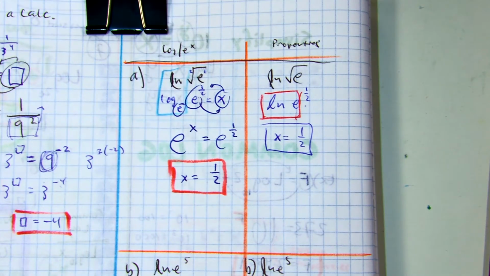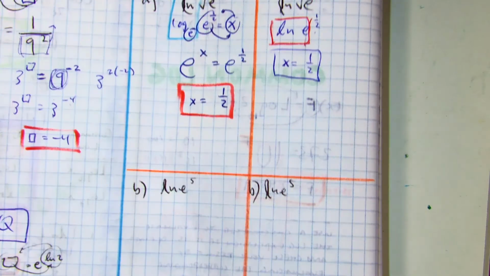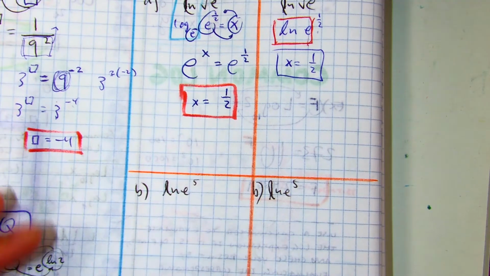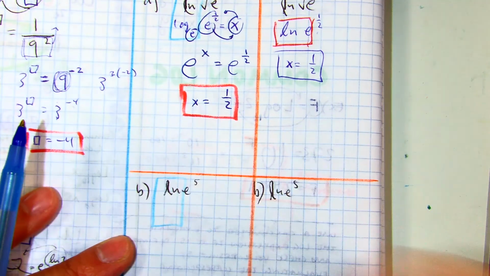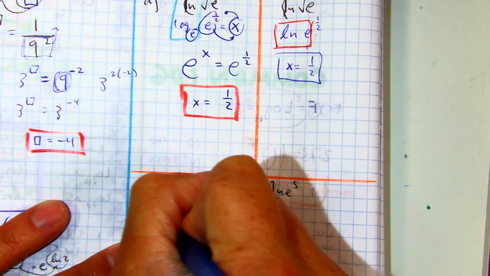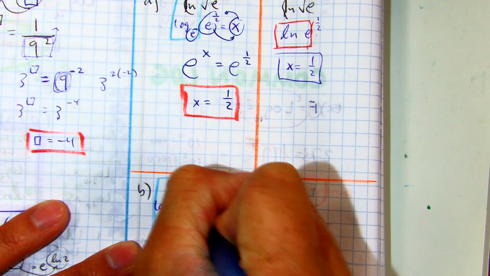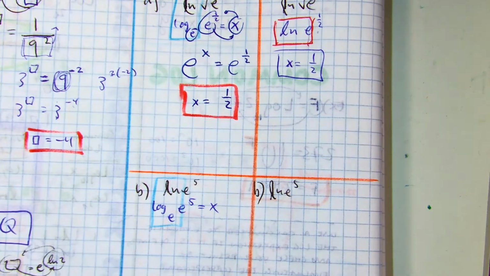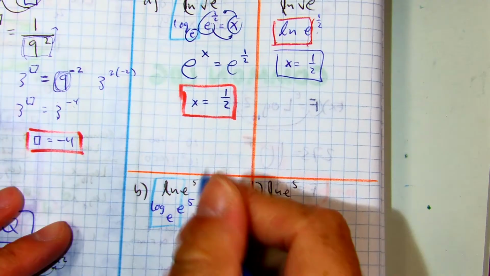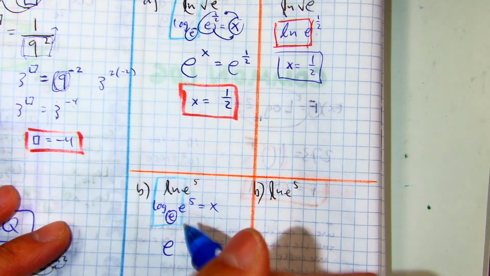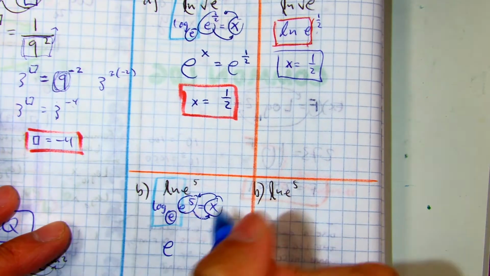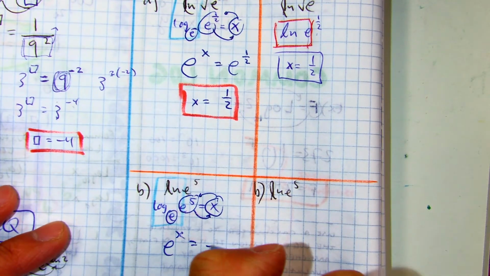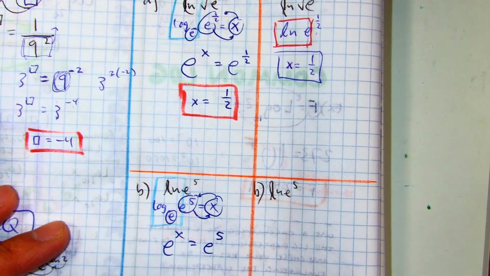Try the second example. Boys, what does ln stand for? Log base e. Set it equal to x. Boys, what is your base? We're going to switch those. I'm taking the inverse. And boys, x is equal to 5.